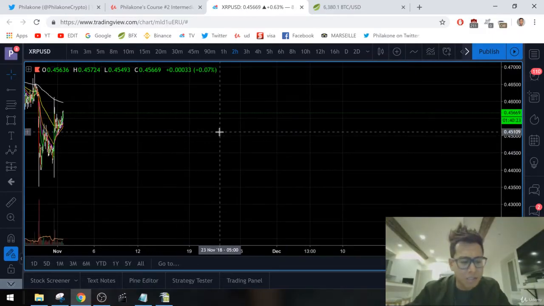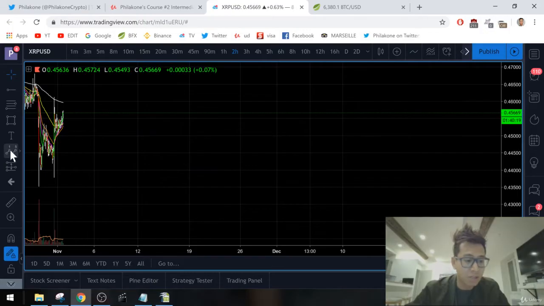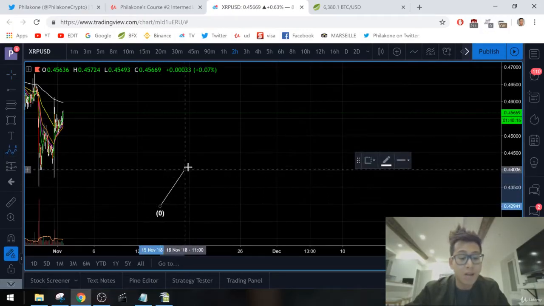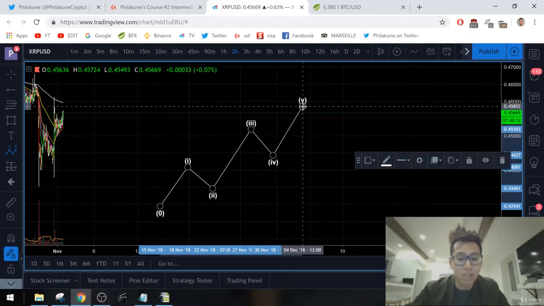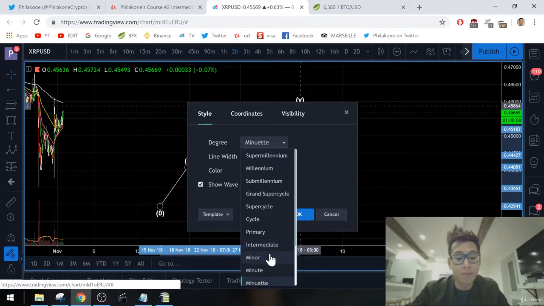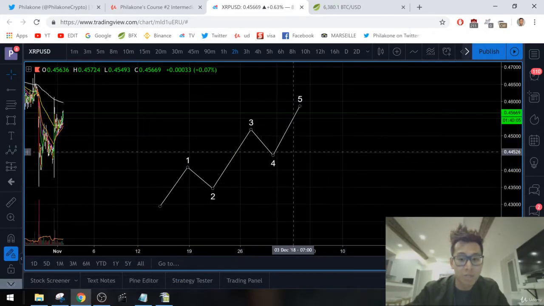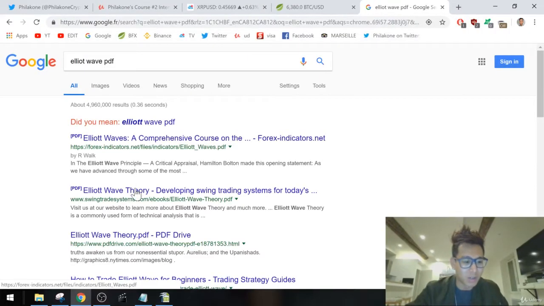Okay, so now let's talk about how a lot of these rules tie in together. So once again, we say that the wave 4 cannot retrace into the wave 1 territory by more than a wick on a high time frame, okay? In a highly leveraged market. If you guys would like to see proof, I'm going to show you guys. Okay, I'm going to show you guys right here.